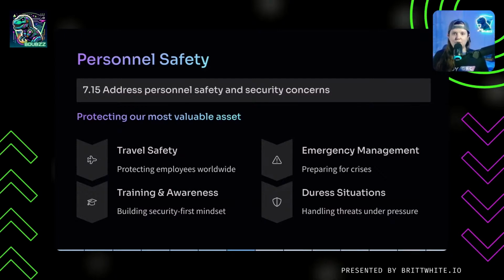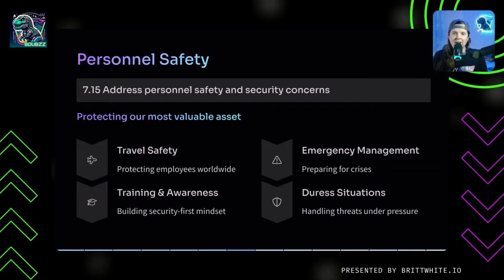Now there's 4 critical components here. The first is travel safety. This means keeping your employees protected, whether they're working locally or halfway around the world. This includes protocols for international travel, emergency response plans, and secure communication methods.